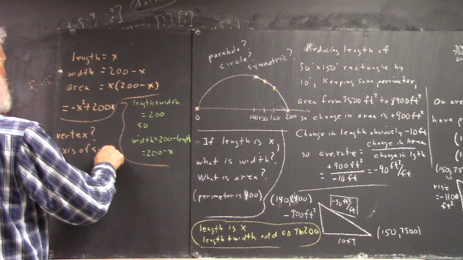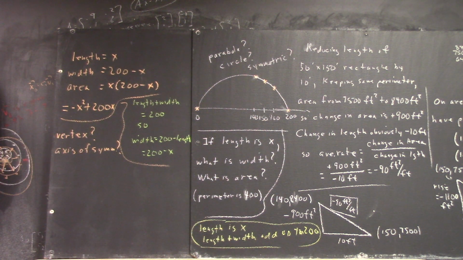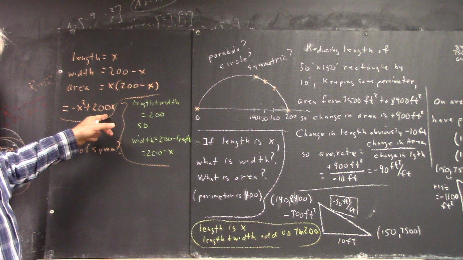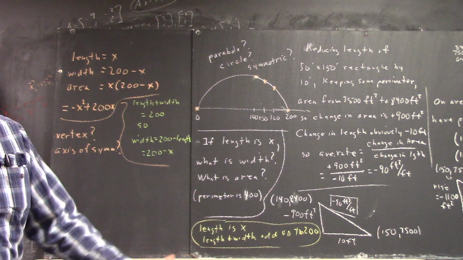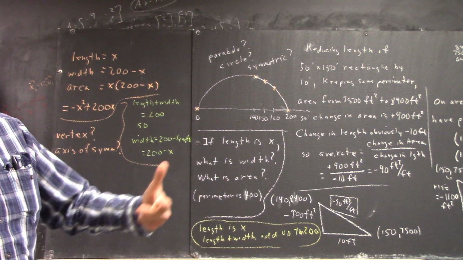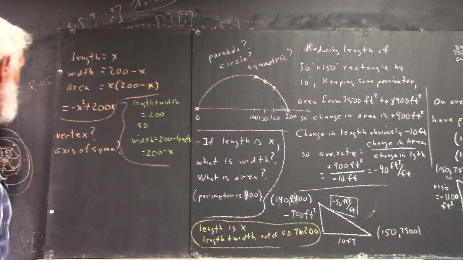What's the axis of symmetry? You probably want to answer those questions in reverse order, right? 100. Axis of symmetry is 100. You know, this is, A is -1, B is 200, right? So negative B over 2A is 100. Now y'all know that, okay? Well, if X is 100, what's this?